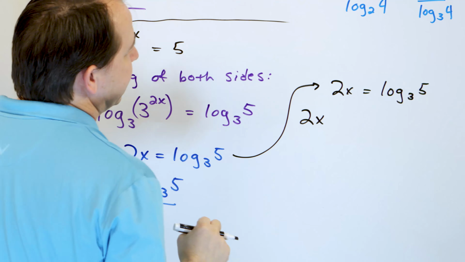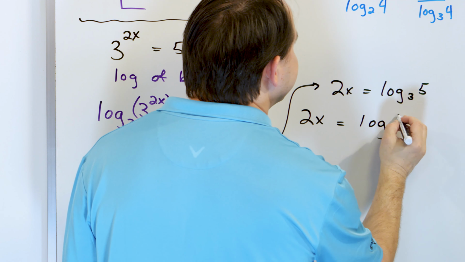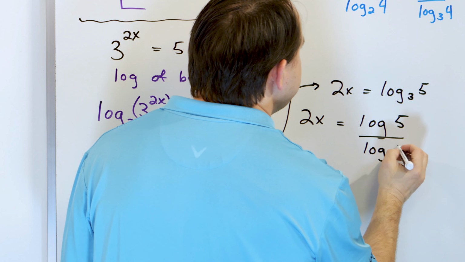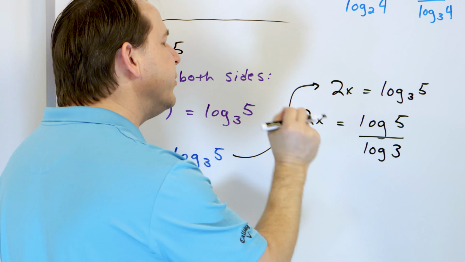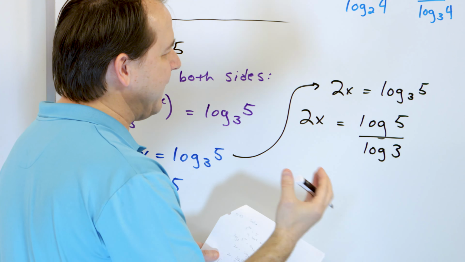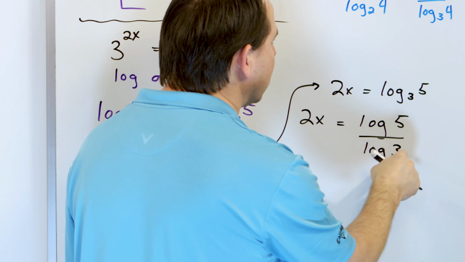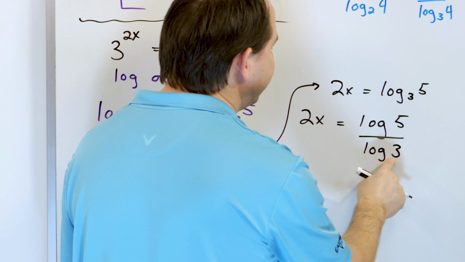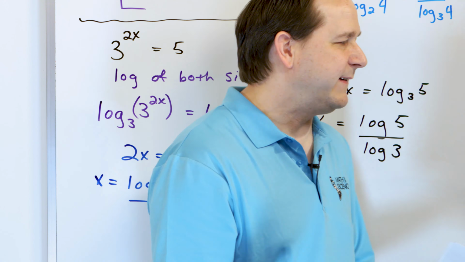I don't have a button like this, but I know I can change base. I can say this is the log base 10 of the number 5 divided by log base 10 of the number 3. Again, I'm choosing base 10 here only because I have a button on my calculator that's base 10. I could easily say base 4 log of 5, base 4 log of 3, base 2 log of 5, base 2 log of 3. They're all correct, but none of them are useful. So I'm trying to tell you what's basically useful.